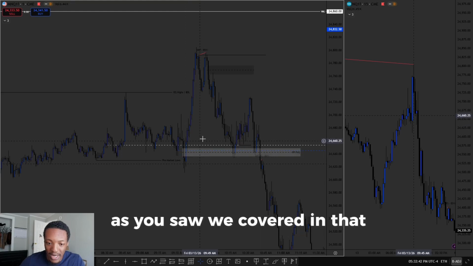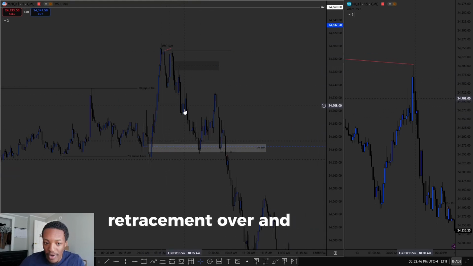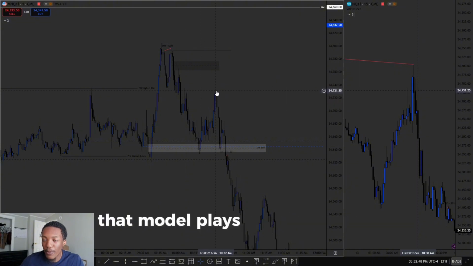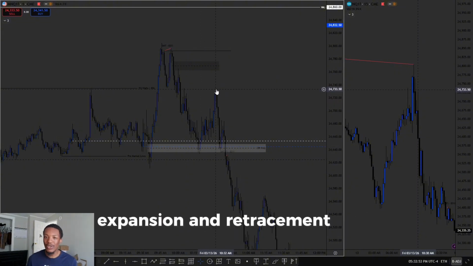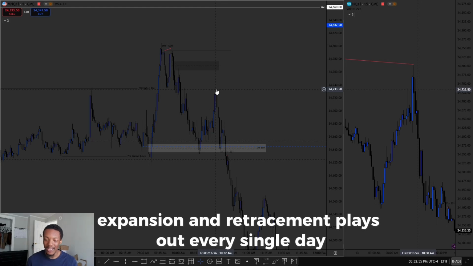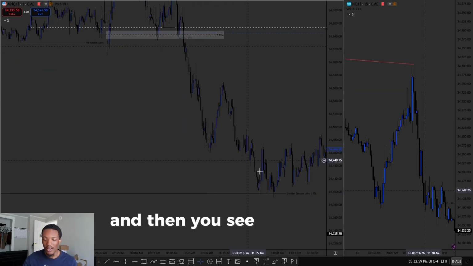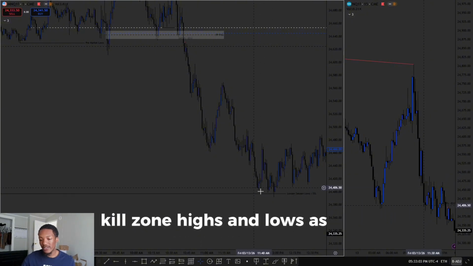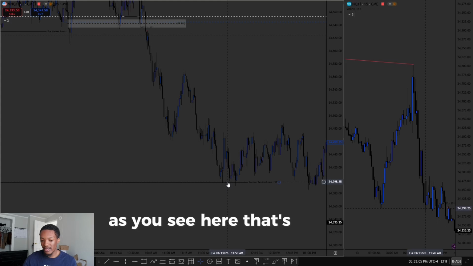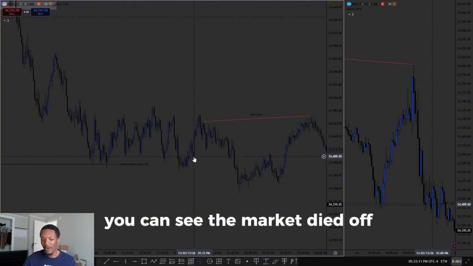As you saw, we covered that in the first trade. The second trade, you saw expansion and retracement over and over again. That model plays out every single day. I don't care what anybody says. Expansion and retracement plays out every single day. You can always find a trade using that. And then you see how you can use your session kill zone highs and lows as great targets. As you see here, that's almost a perfect target. Where I exited my trade, you can see the market died off after that.